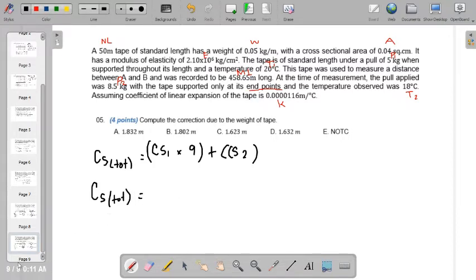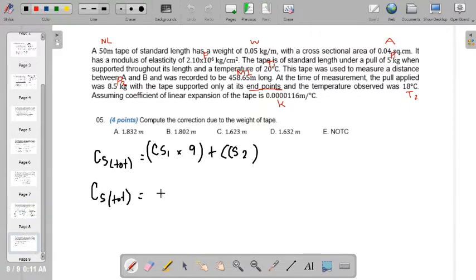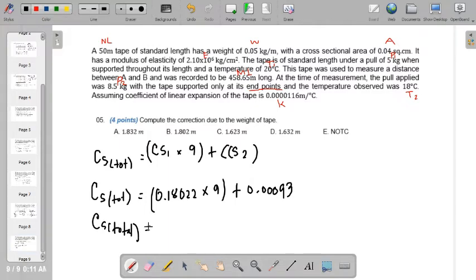CS total is equal to 0.18022 multiplied by 9, plus 0.00093, and the CS total is equal to 1.623. You can just press your calculator. So 1.623 meters. So your answer is letter C.